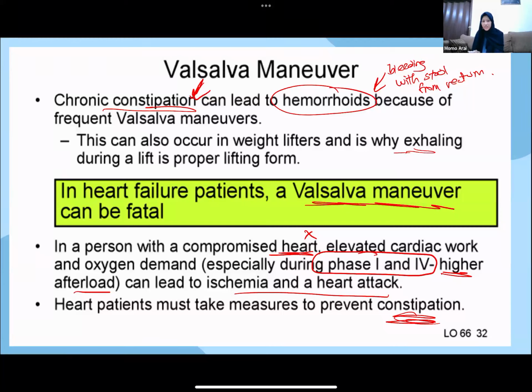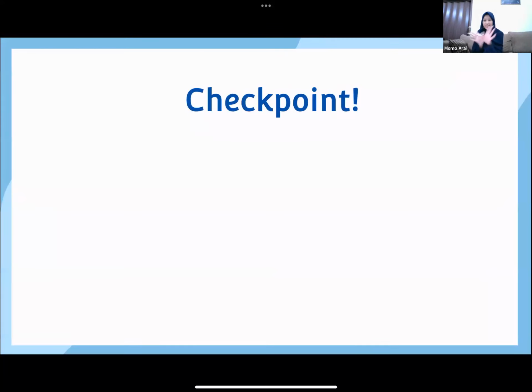Is everything clear so far? Because we'll stop here before we move on to shock. But is it clear for everyone here?